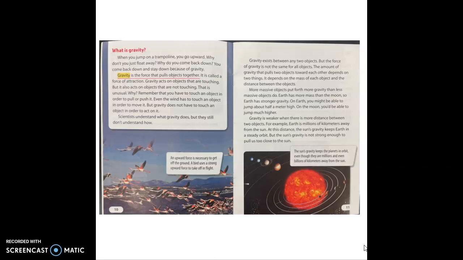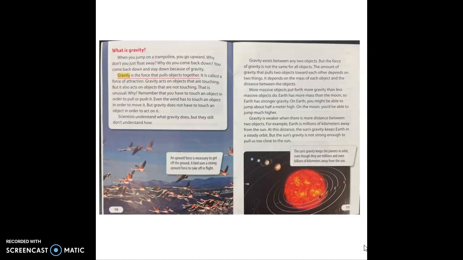Gravity acts on objects that are touching, but it also acts on objects that are not touching. That is unusual. Why? Well, remember that you have to touch an object in order to pull or push it. Even the wind has to touch an object in order to move it. But gravity does not have to touch an object in order to act on it. Scientists understand what gravity does, but they still don't understand how. An upward force is necessary to get off the ground. A bird uses a strong upward force to take off in flight.